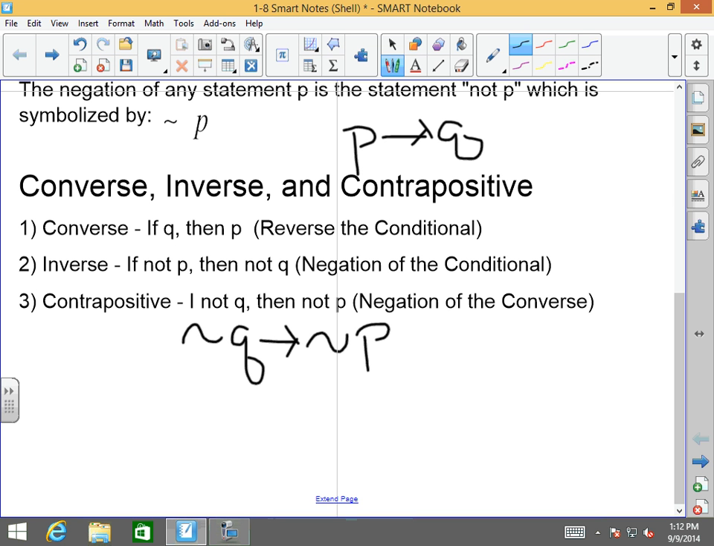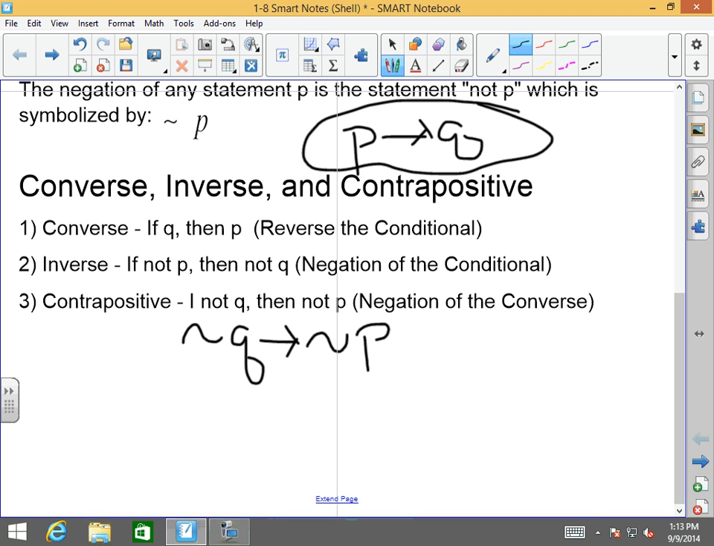So again, let's just go through it really quickly one more time. I'm not trying to bore you, but I really need you to understand this. The conditional here is if P, then Q. Whatever statement that is, it doesn't matter at this point. You just got to understand how this works. The converse would be if Q, then P. You reverse the conditional. The inverse, if not P, then not Q. You negate the conditional. The contrapositive, if not Q, then not P. You negate the converse.